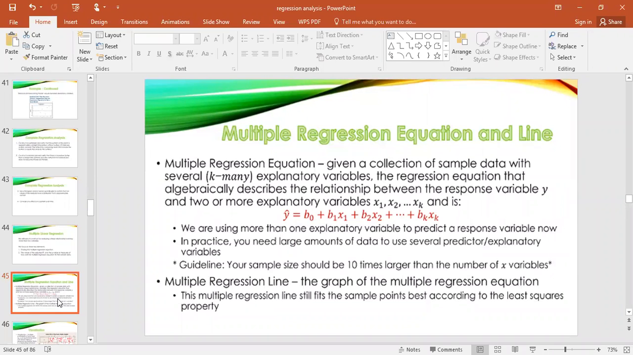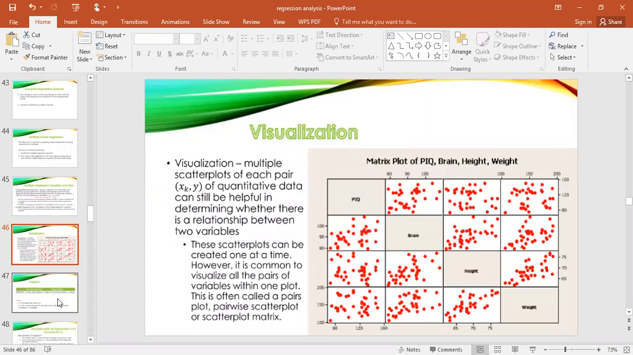Multiple regression lines, the graph of the multiple regression equation. This multiple regression line still fits the sample points best according to the least squares property. Visualization. Multiple scatter plots of each pair xk, y of quantitative data can still be helpful in determining whether there is a relationship between two variables. These scatter plots can be created one at a time. However, it is common to visualize all the pairs of variables within one plot. This is often called a pair plot, pairwise scatter plot, or scatter plot matrix.